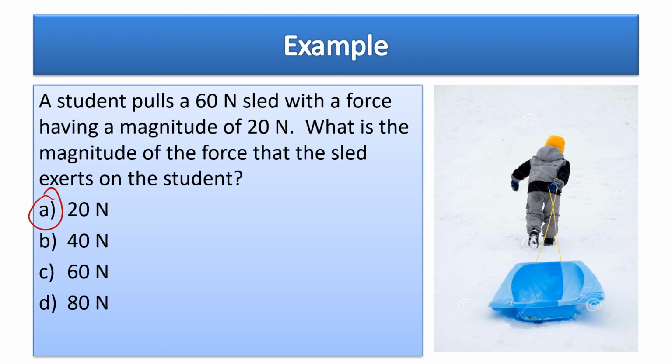And here's why. The student is pulling with 20 newtons, and they feel that resistance. The sled pulls backward on them with 20 newtons as well. All right. The sled is on snow and there's less friction there. So this 20 Newton force is enough to cause the sled to move forward. The resistance is felt, right? The student might not be running as fast as they would otherwise.